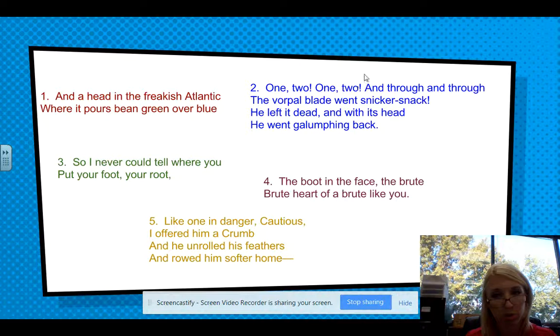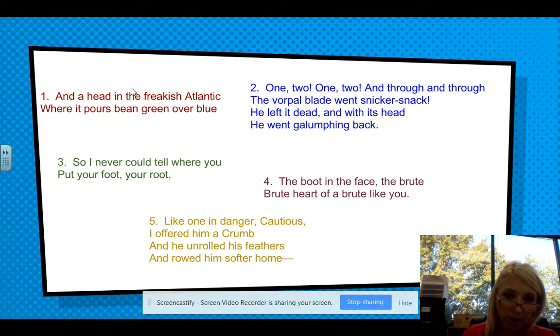One, two, one, two, and through and through. Now through and through, that's repetition. If it's repetition, you don't really need to say that it's rhyme because it's the exact same word. So even though it has that sound effect, repetition is stronger than rhyme. So I would identify that as repetition. But two rhymes with through, and that's your internal rhyme. Snicker-snack and back rhyme, and that's end rhyme, right? And then dead and head, that's your internal rhyme.